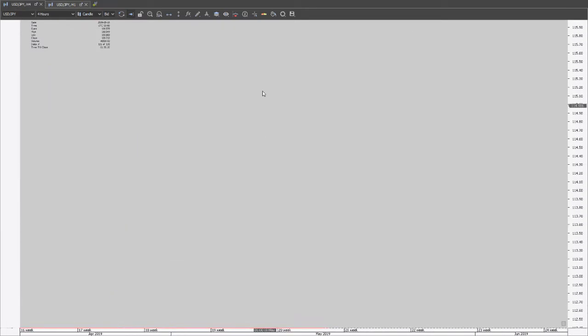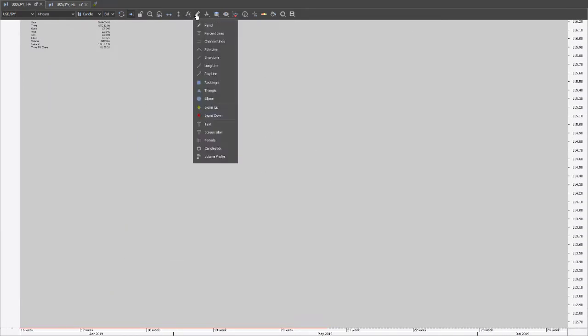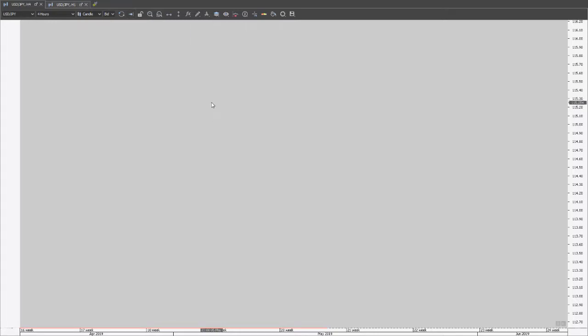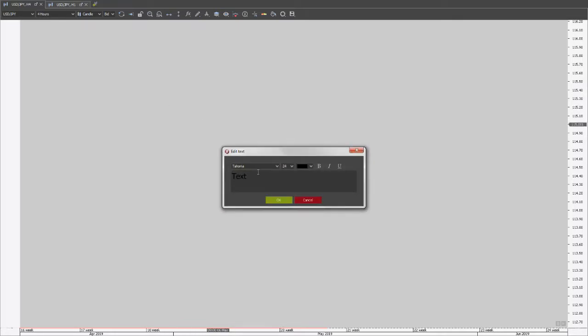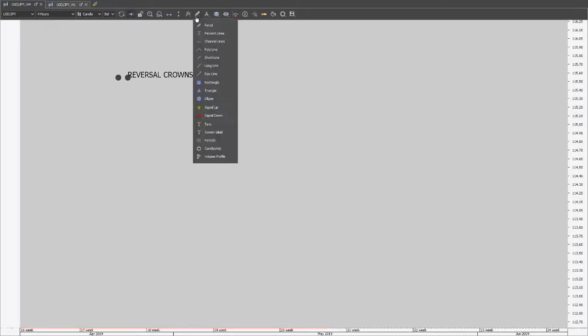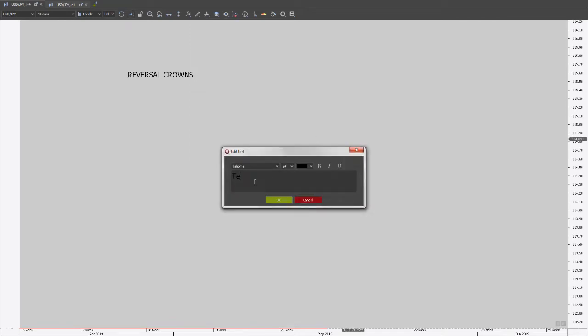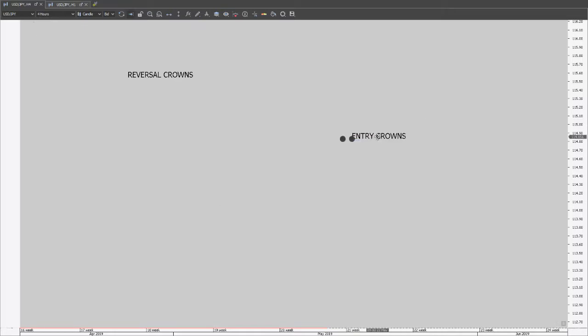But before we go on the crown, let's learn today that we have two types of crowns. Let's wait for the platform. Okay, we have two types of crowns: reversal crowns and entry crowns. If you're a beginner trader and you are wondering how do I spot a reversal, we have reversal crowns and we have the entry crowns.